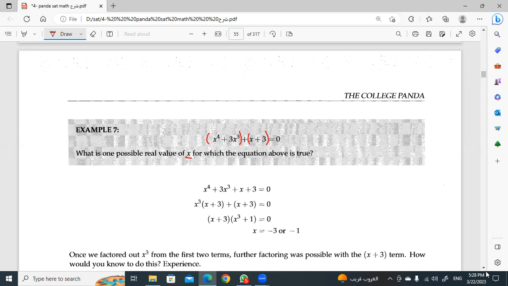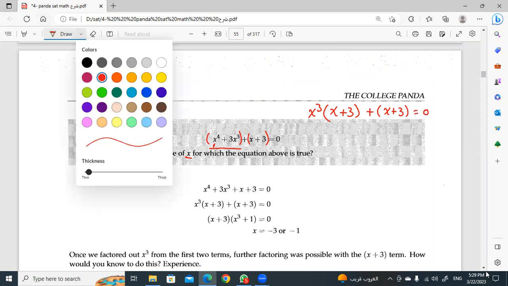Can I take a common factor from the first one? Yes, you can take x to the power of 3. So what is left here will be x plus 3. Perfect. Plus, already I have here x plus 3 equals 0, right?